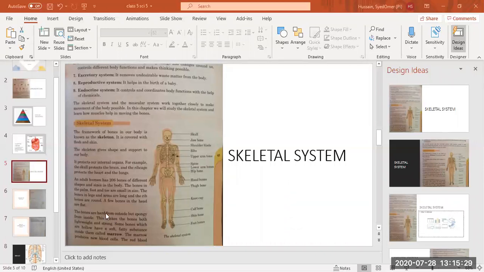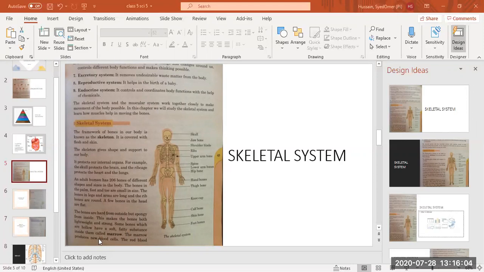Now we have studied that bones are hard from outside. If you just touch a bone, you will feel that it is hard from outside and very soft and spongy from the inside. The soft, fatty substance inside the bone is called marrow. So what is the function of marrow? We have to start from marrow. What is marrow? The soft, fleshy substance found inside a bone is called marrow.